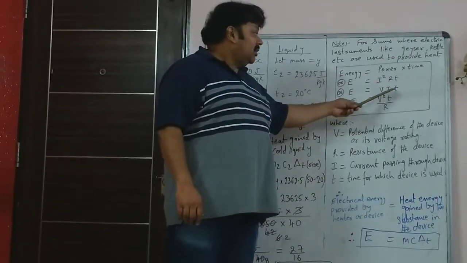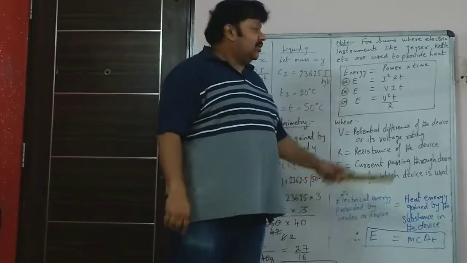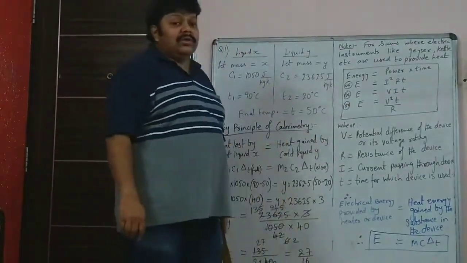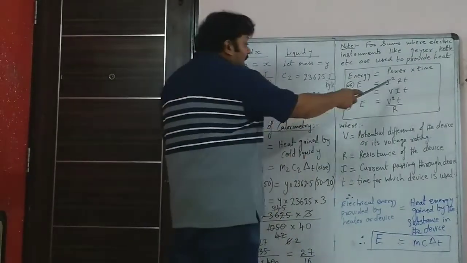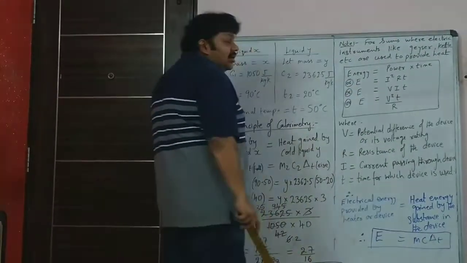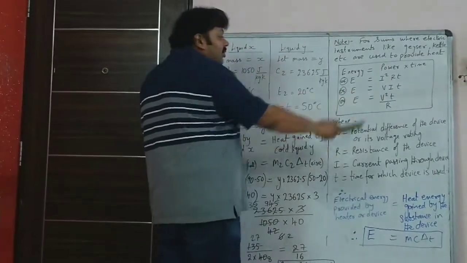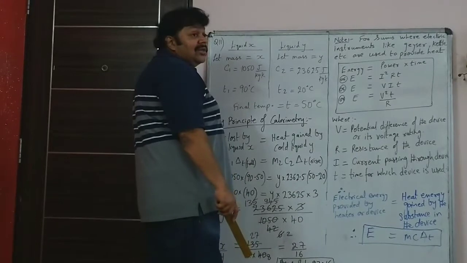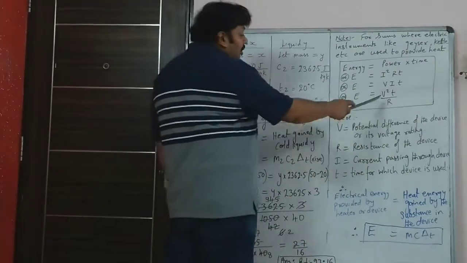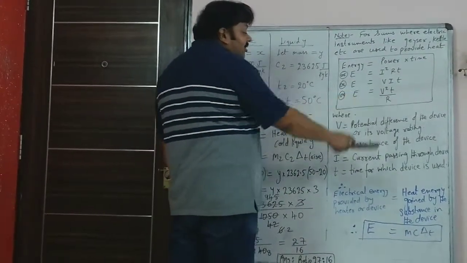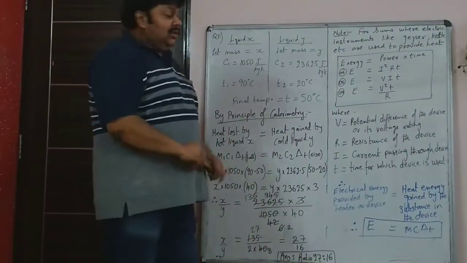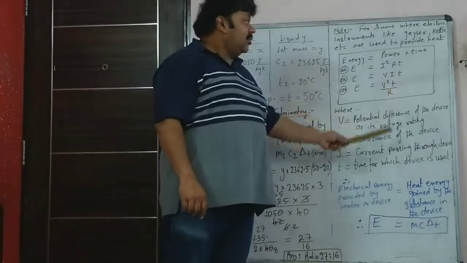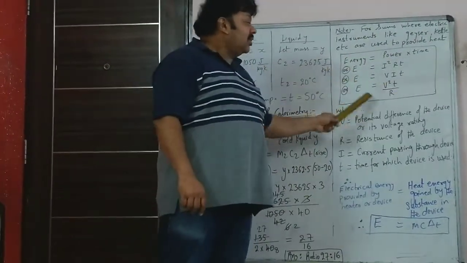So V is 220, or whatever is given in the sum, the potential difference. I is the current and T is the time for which the device is on. If R is not given, and V, I and T are given, then you will use the formula E is equal to VIT. And if you don't know I, and you are given the voltage rating and the resistance of the device, then you will use the fourth formula, that is V squared T upon R. So you have to learn these four formulae.